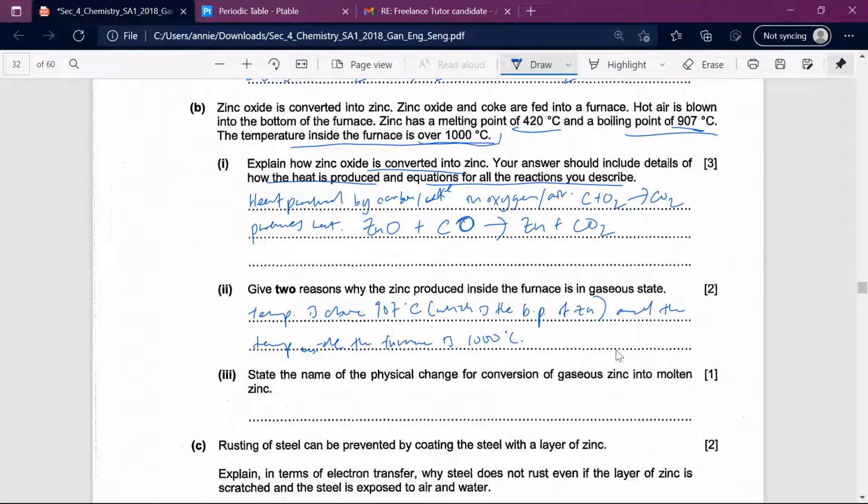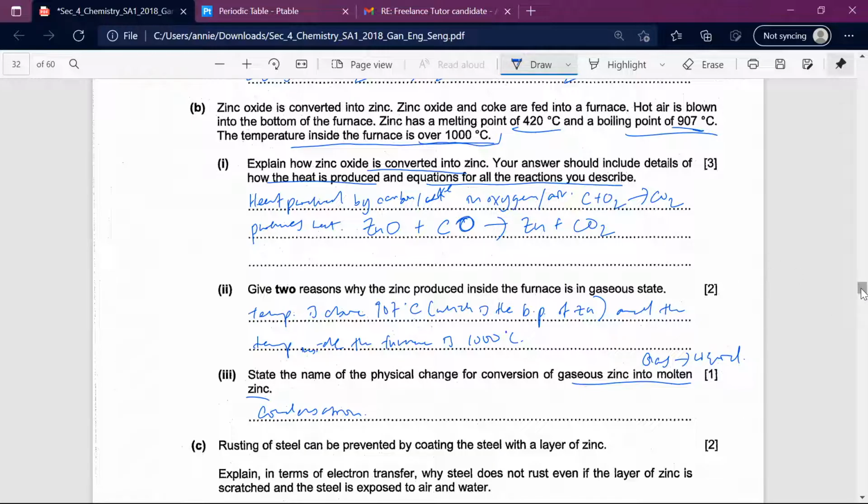State the name of the physical change for conversion of gaseous zinc into molten zinc. So gas to liquid, you know that this is definitely condensation, so this is very straightforward.